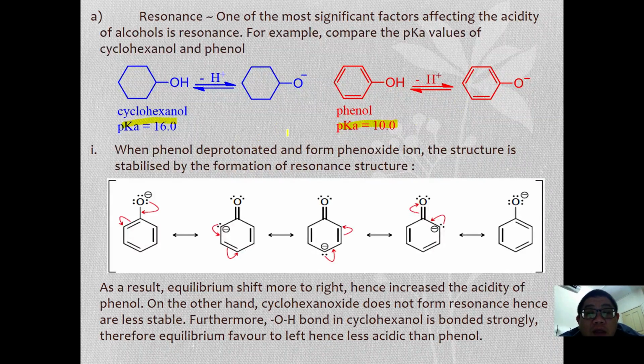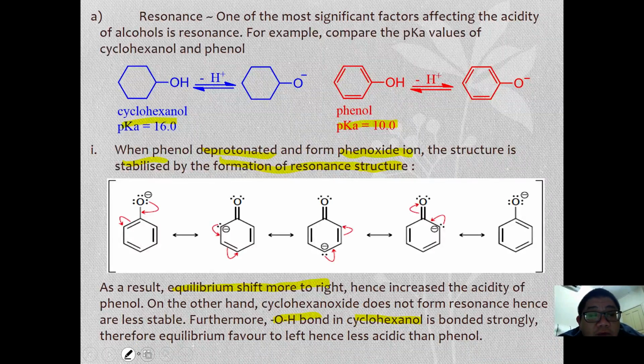So why is phenol more acidic compared to cyclohexanol? Because when phenol is deprotonated, it forms a stable phenoxide ion. This phenoxide ion is stabilized by the resonance structures shown to you below. As a result, equilibrium shifts more to the right, hence increasing the acidity. However, cyclohexoxide does not form resonance, hence it is less stable. Furthermore, the OH bond inside the cyclohexanol is bonded strongly, therefore equilibrium favors the left.